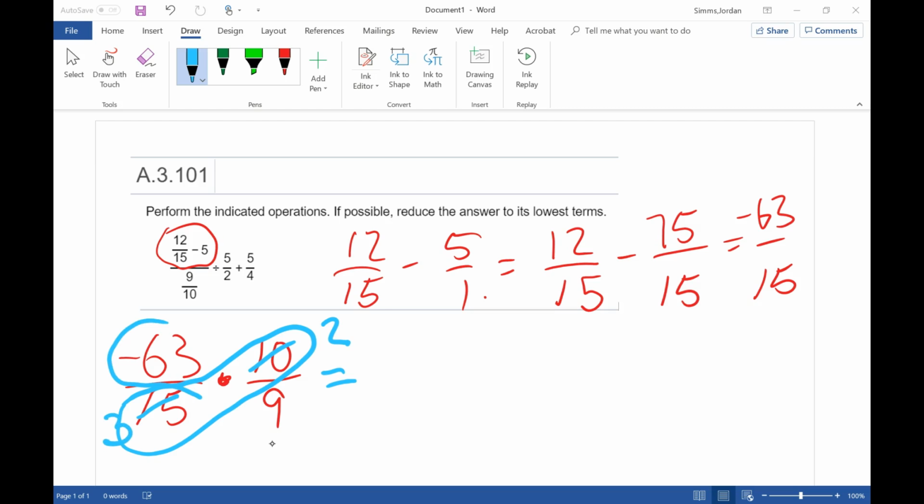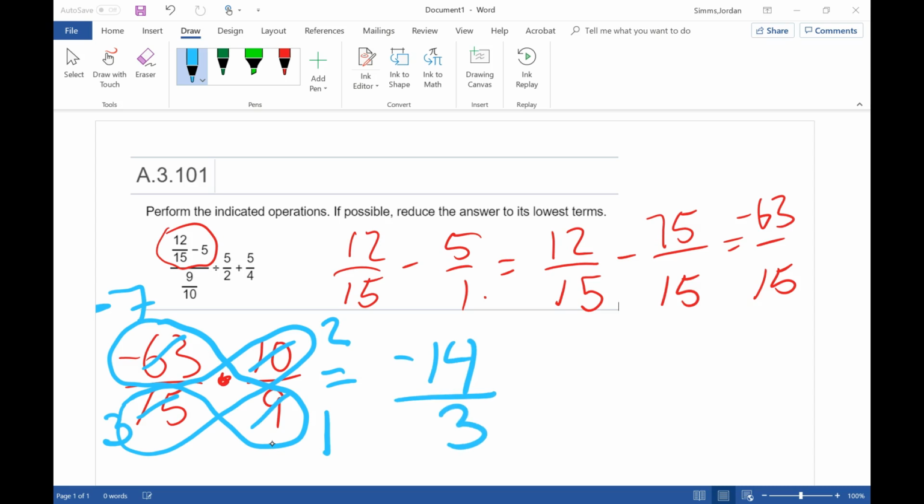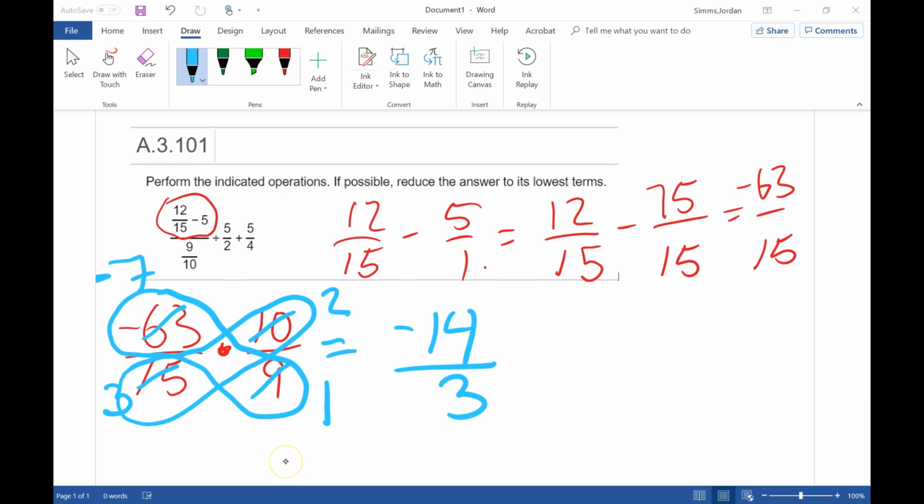Then we'll do the same over here. 63 and 9, 7 nines are 63, so this becomes a 1. 9 divided by 9 is 1. 63 divided by 9 is 7. And there's still a negative there, don't forget that. Because I did earlier. I was pulling my hair out and I didn't know why. So that gives us negative 14 over 3. So at this point, we've taken care of all of this right here.